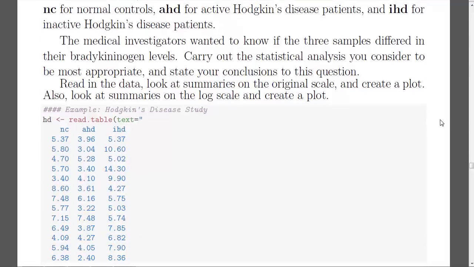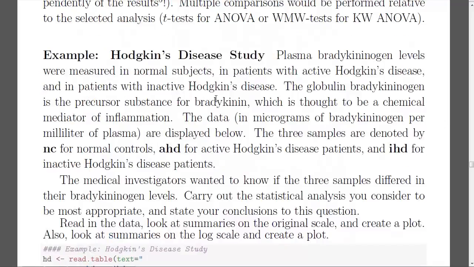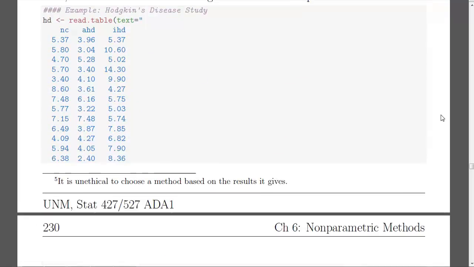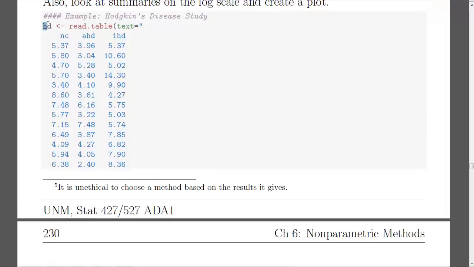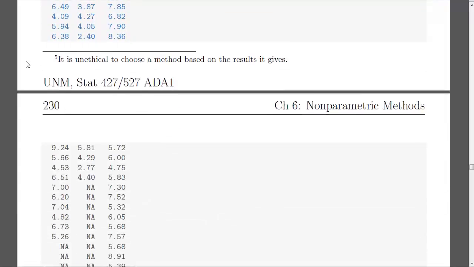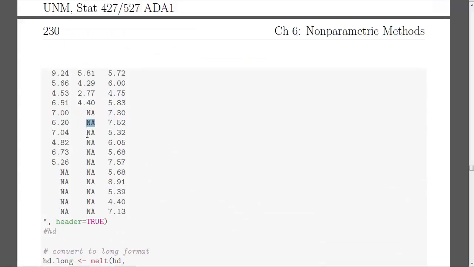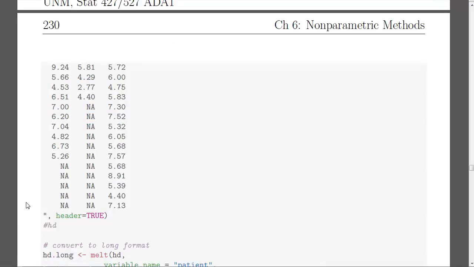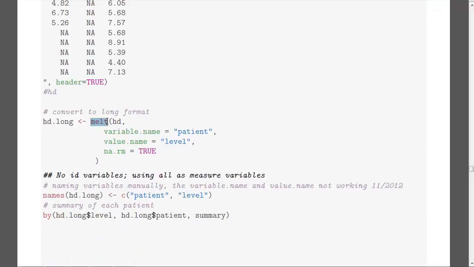Okay, so we want to know, let's see what the values are, whether the plasma levels are the same over these 3 groups of patients. So here are the data. I'm putting it into HD for Hodgkin's disease. We also have different numbers of observations, so I've made the data rectangular with NAs, melted the data into long format, and so we have the patient groups, and then we have the plasma levels as the 2 columns in the data set.